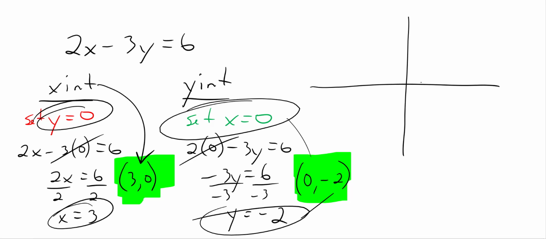Okay? So let me do a couple of tick marks here. Okay, so now we're going to plot 3, 0. So 1, 2, 3, and again, make sure you plot things correctly. And then 0, negative 2. So remember, that's 0 in the x direction, so y is negative 2. So we go down to negative 2 here. So those are your two coordinates. It's your x-intercept and your y-intercept. And then we draw a line between them.